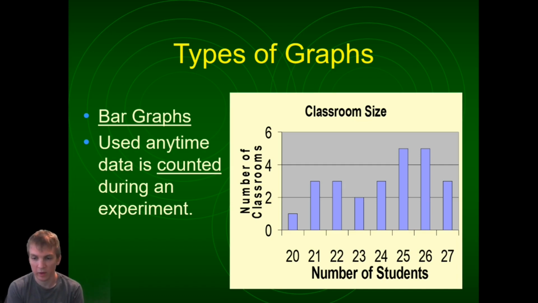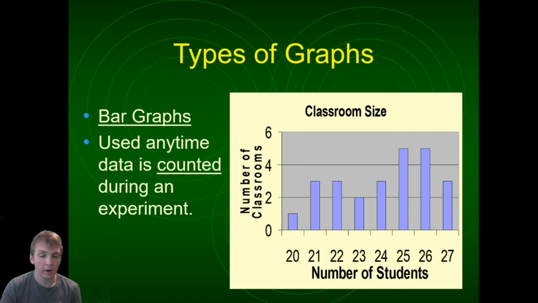Okay, and so you've created a little tally here, and then for every single classroom that had 21 students, you add a tally for 21 students, and then you're basically keeping a count of how many students are there per classroom. So it's a very easy graph. And this is the only time you would want to use a bar graph, is when you're counting things.